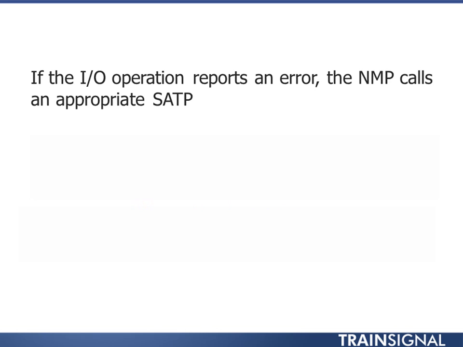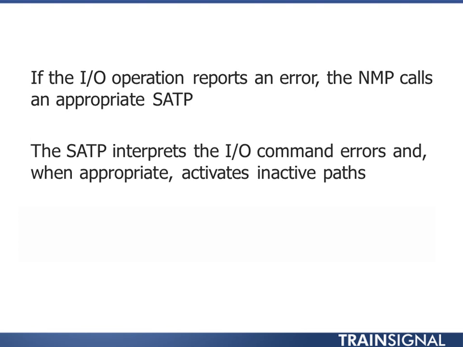If it reports an error, the native multipathing then calls an appropriate storage array type plugin. Remember I said if an error comes up, the normal path selection policy doesn't know how to handle that. It just knows how to feed I/Os down a given path. It doesn't know what to do when something goes wrong. So when something goes wrong, it turns around, looks at the SATP and says, now what do I do? The SATP interprets the command error and, when appropriate, activates an active path. Again, it's supposed to understand the type of array and the feedback it's given. It may just be a dead path.